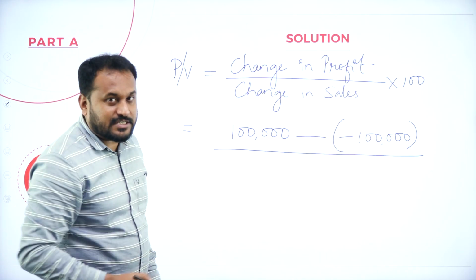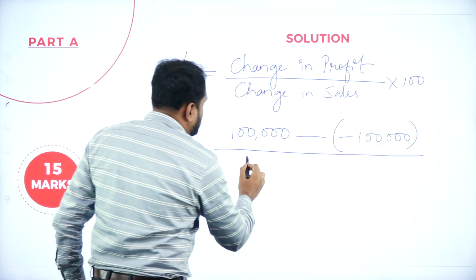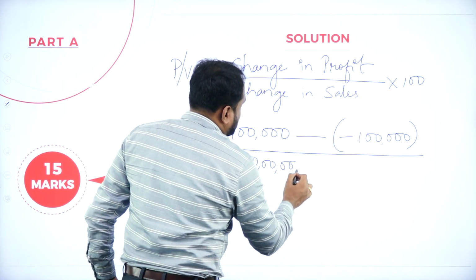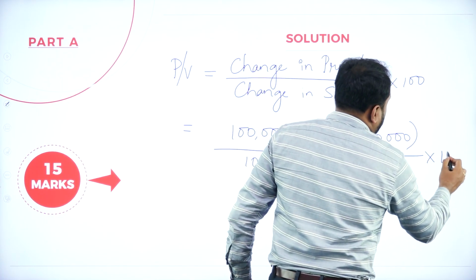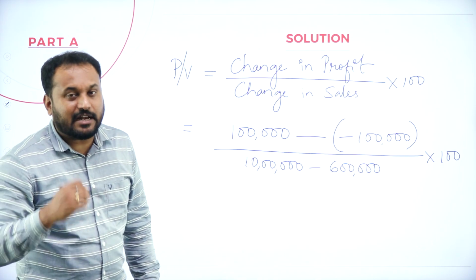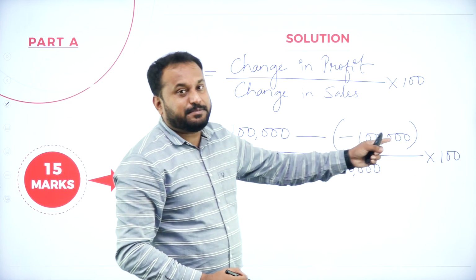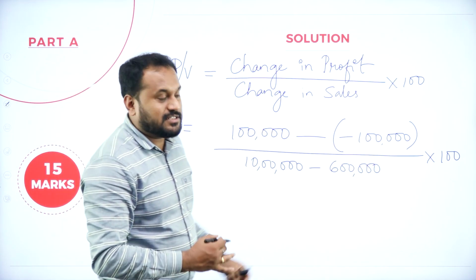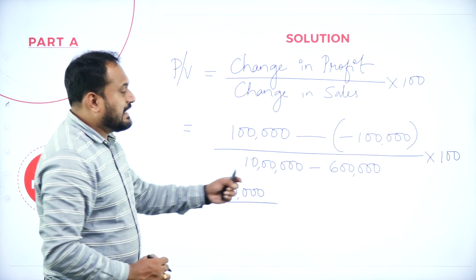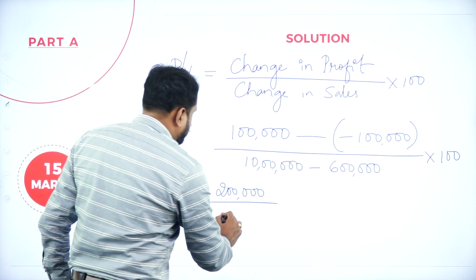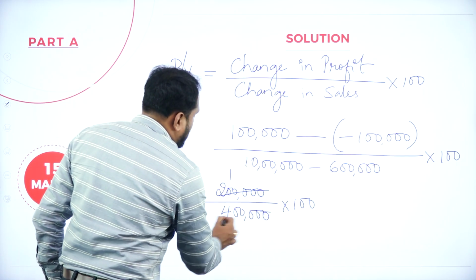Now in the change in sales, you will take 10 lakh minus 6 lakh. So here it is 10 lakh minus 6 lakh into 100. Why 100? Because PV is always calculated in percentage. Now here, 1 lakh minus of minus becomes plus, so 1 lakh plus 1 lakh is 2 lakhs. So you have 2 lakh divided by 10 lakh minus 6 lakh, which is 4 lakh, into 100.